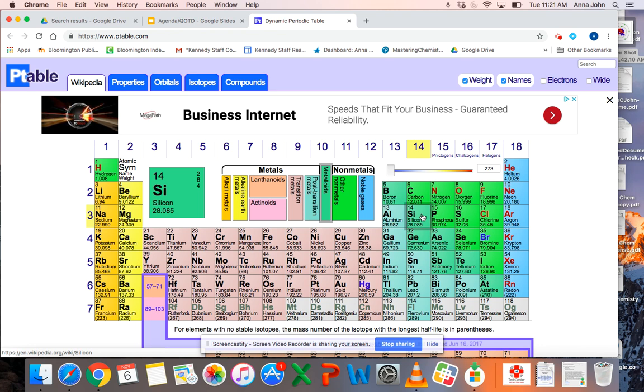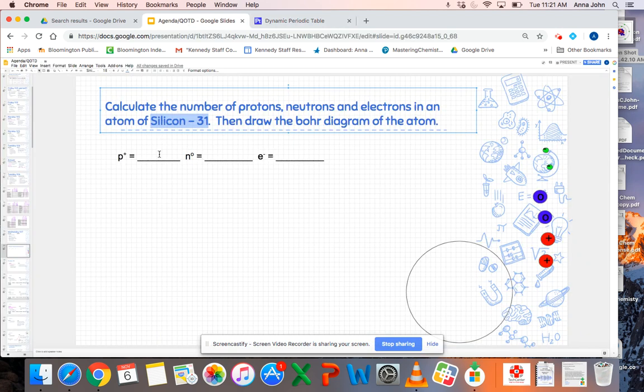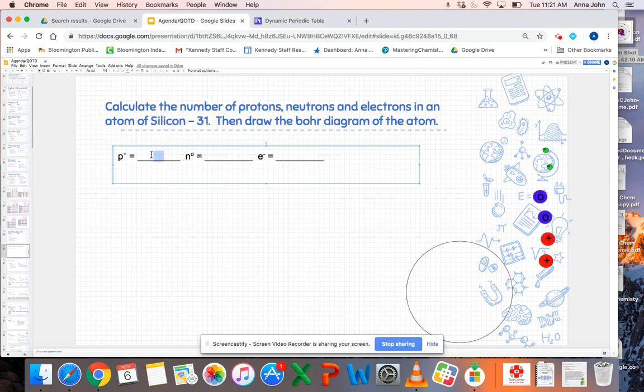So remember, the atomic number is equal to the protons and the electrons, which means that they're the same. So if our atomic number is 14, we have 14 protons and 14 electrons. Now, if we want to find the number of neutrons, we're going to need to subtract our mass, which we said was 31, minus the atomic number. So that means that we are going to have 17 neutrons.